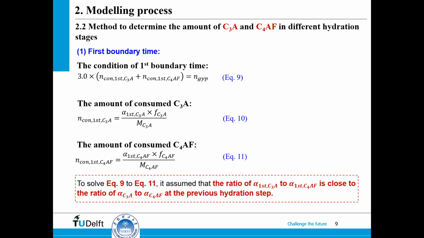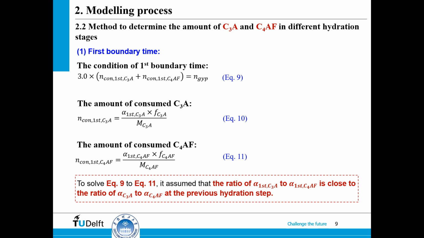For the first boundary time, the condition is that the consumed gypsum has a relationship with the consumed C3A and C4AF. So we have this equation 9. And by establishing the degree of hydration of C3A and C4AF, we can have equation 10 and equation 11. And the key point in this study is to solve equation 9 to equation 11.